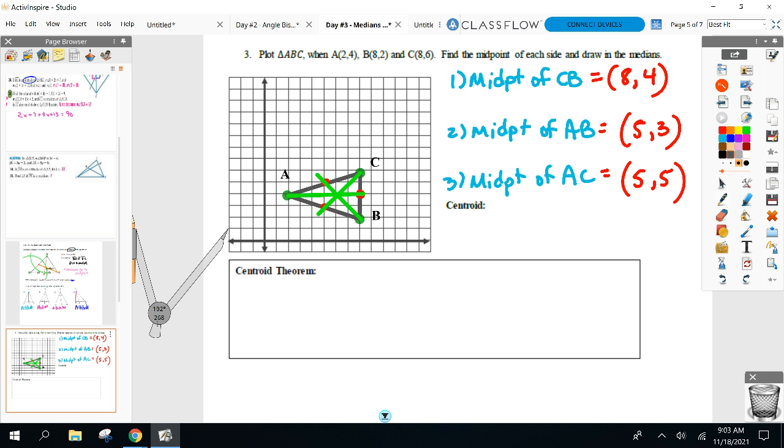So everyone's got all three medians graphed? What do you notice? Prediction come true? Are the medians concurrent? Yeah. All right, you ready for your fourth and final special point? Anybody want to try to let that roll off the tongue? Centroid. Good job. Centroid. That's my point of concurrency for the medians of a triangle.